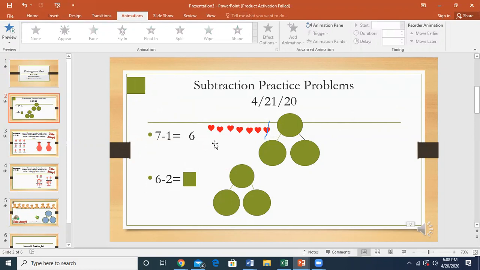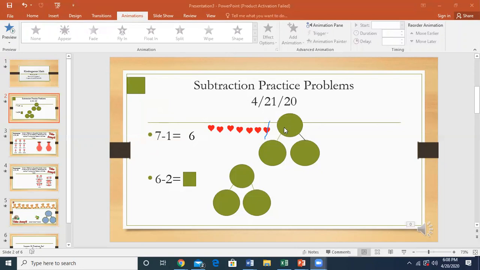7 minus 1 equals 6. Repeat that with me. 7 minus 1 equals 6. You can also say 7 take away 1 equals 6. Because we know anytime we are doing subtraction, we are taking away from the total. Great job, guys. We're going to go over to our number bond, and I'm going to fill in my numbers in my number bond.